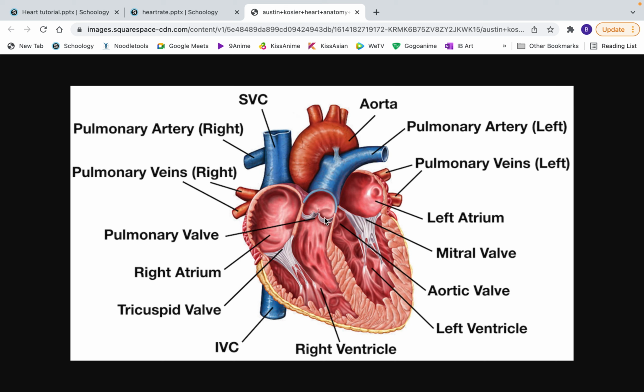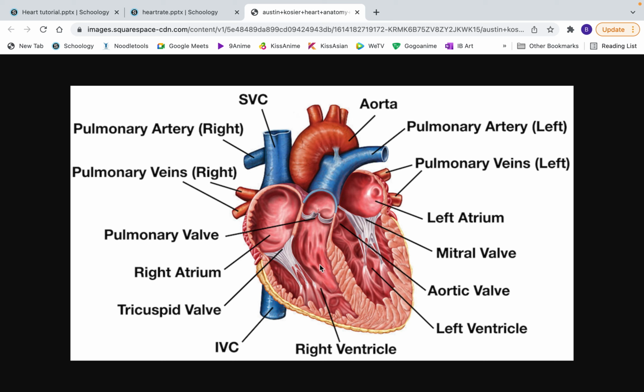So again, we have those two semilunar valves, those two atrioventricular valves, and they will always work in the sense that once the blood has gone through, it cannot come back. They are a one-sided, one-way gateway. That's how valves work, okay? Always. One way.